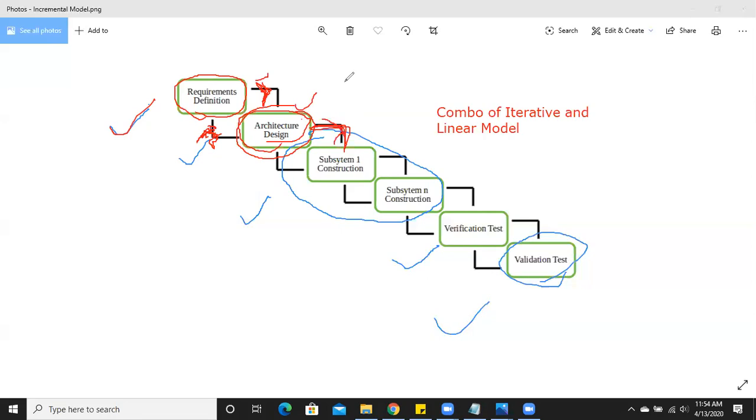Designers will pass the design document to my implementation staff, and if there are any doubts, they will contact the designers again. For example, if the documentation is not that clear, the implementation staff will obviously contact the architectural designers, right? So this is how the incremental model is a combination of the iterative and the linear one, right?